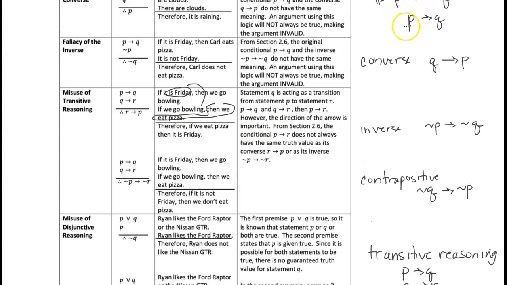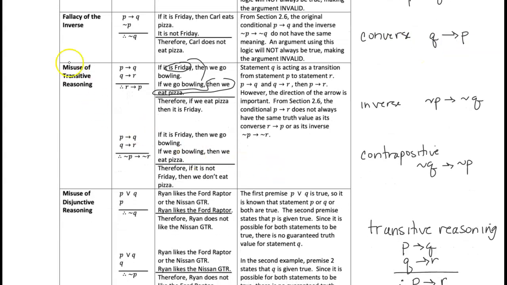And remember that the original conditional and switching the order for the converse do not always have the same truth value. The second misuse of transitive reasoning uses that idea of the contrapositive.